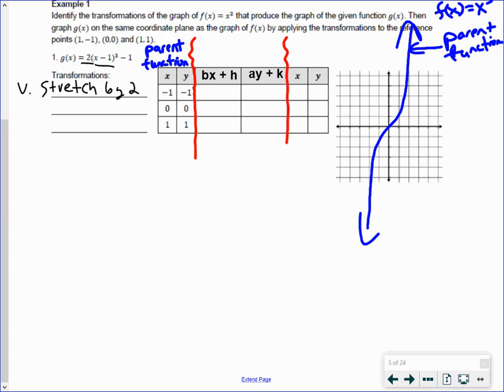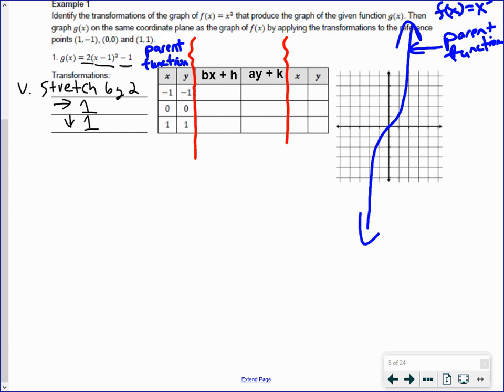Since it has to be in the form x minus h, that tells me it's going to be a horizontal translation to the right by 1 unit. So we're going to be moving to the right by 1 unit. The last thing I see is that minus 1 at the end. That's our k value. Our k is -1. So if our k is -1, that tells me we're going down by one unit.